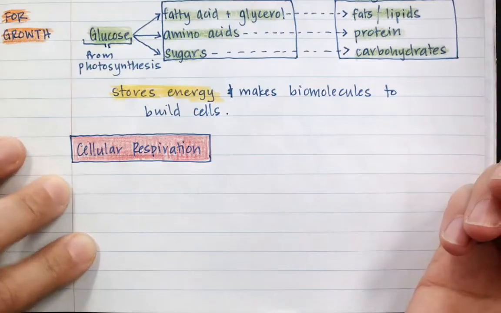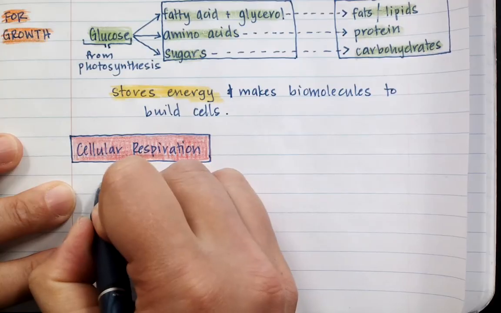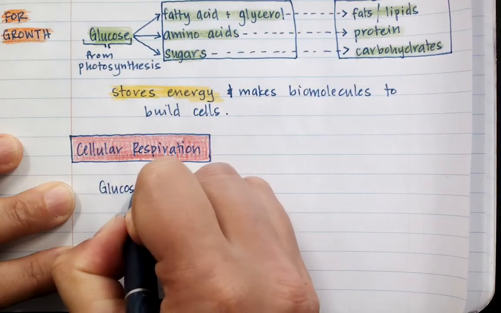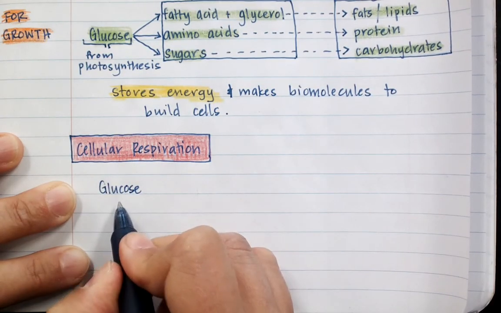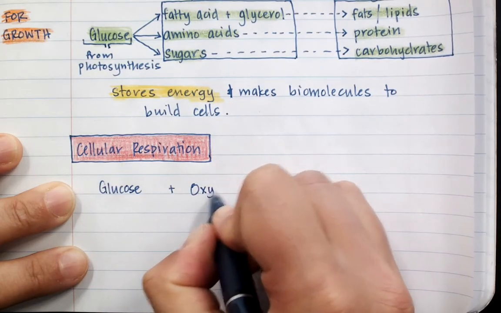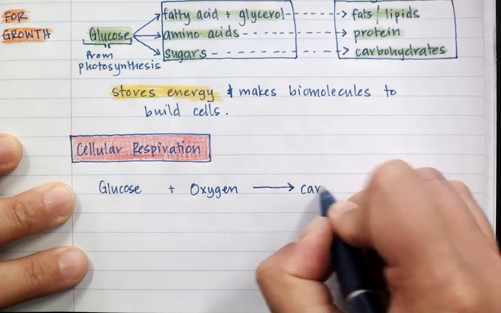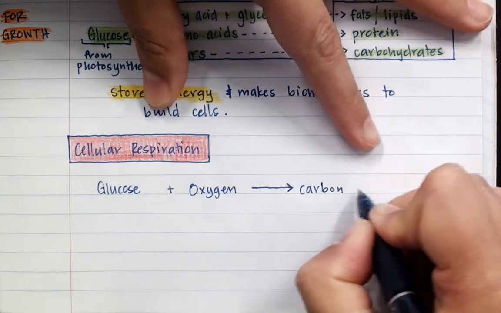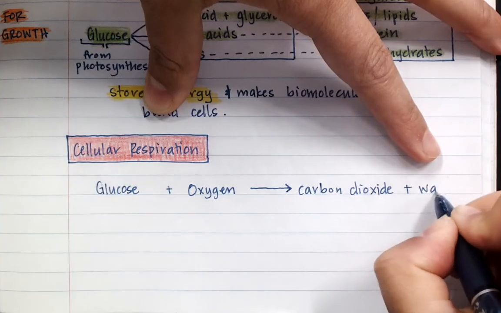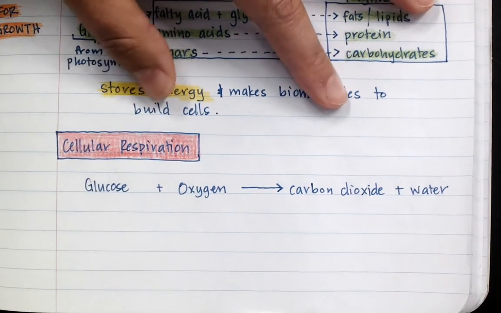All right, so chemical equation. What goes in? What goes out? First of all, cellular respiration takes glucose or monomers, but we're just going to keep it with the simple form of glucose. And we're going to add oxygen to make carbon dioxide and water. So glucose plus oxygen turns into carbon dioxide and water.